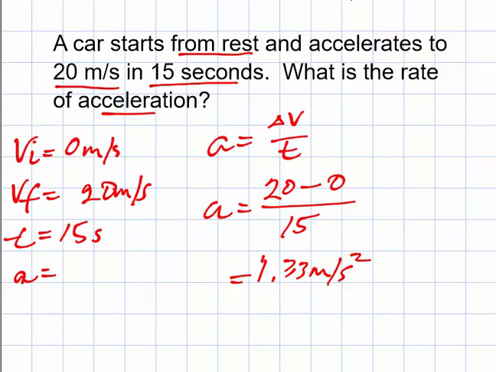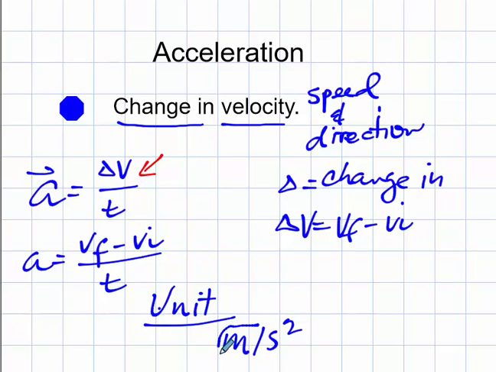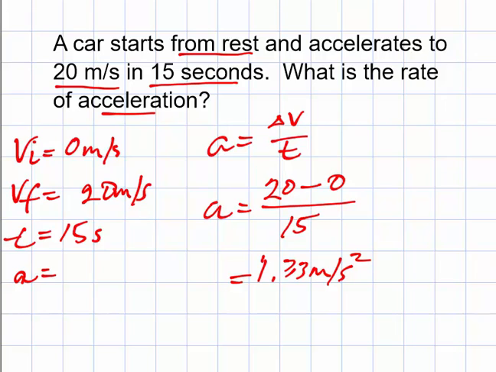My unit for acceleration, let's go back up here. My unit for acceleration is meters per second squared, because the velocity is changing. My velocity is changing every second, so I have to account for that in the formula. So this is going to be my answer for this problem.